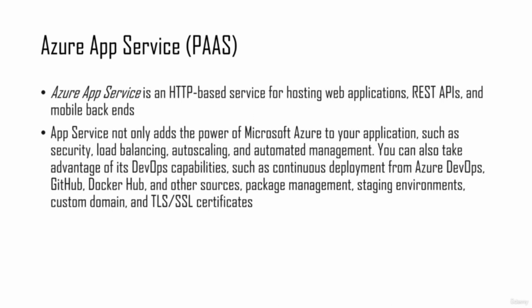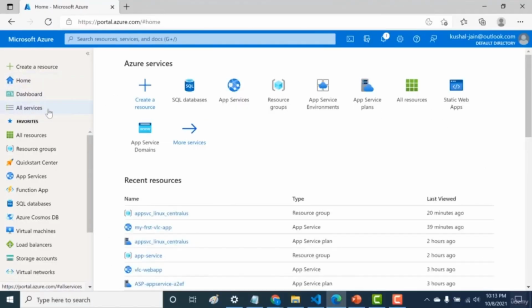You can also take advantage of its DevOps capabilities, such as continuous deployment for Azure DevOps, GitHub, and other source and package management tools. And you can also integrate it with custom domains and have SSL certificates for your web-based application. So let's create a first Azure App Service. I'm in my Azure console.